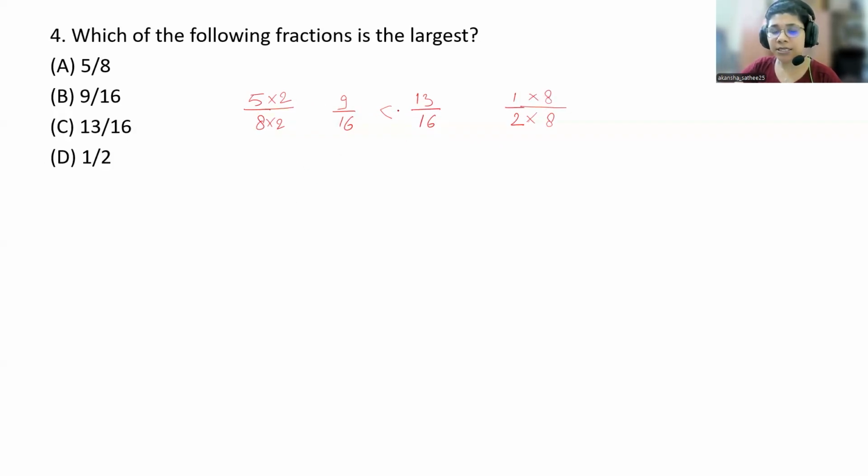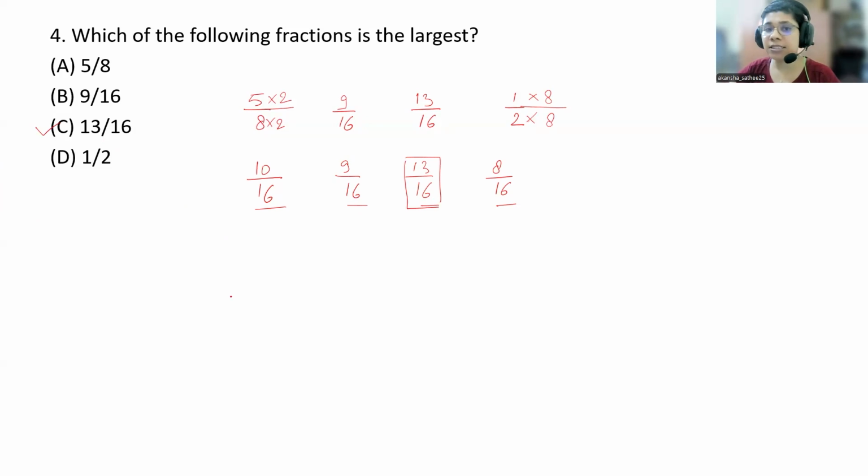So let me erase this for the time being. So your four fractions become 10 by 16, 9 by 16, 13 by 16, 8 by 16. Since denominators are equal, now you have to look at the numerator, and you can see that 13 is bigger than 9, bigger than 10, bigger than 8. Of course, this fraction is the largest.